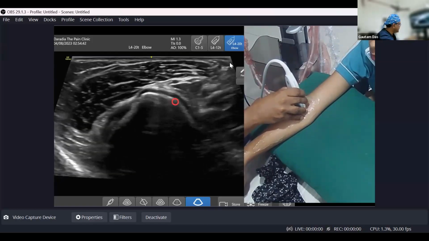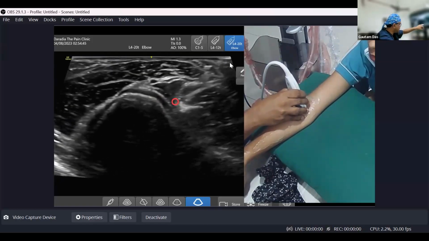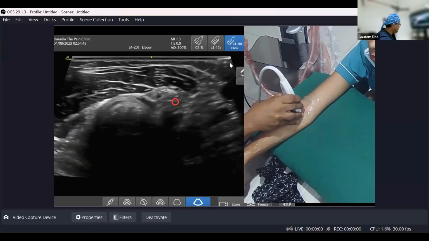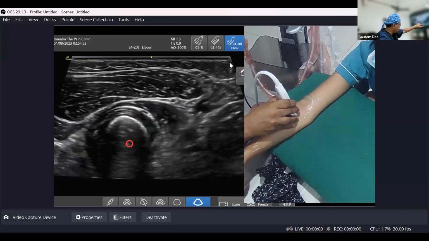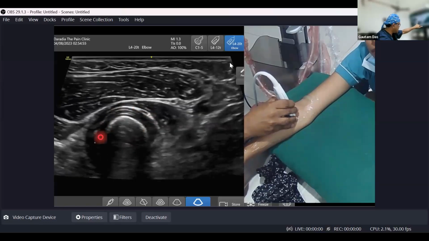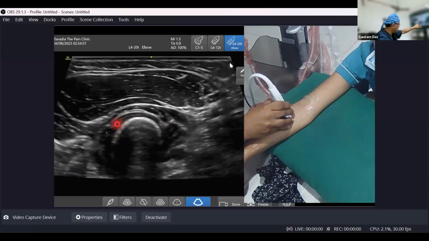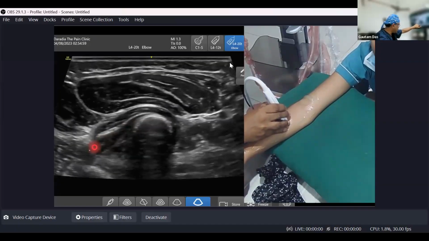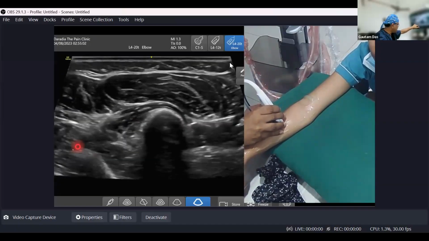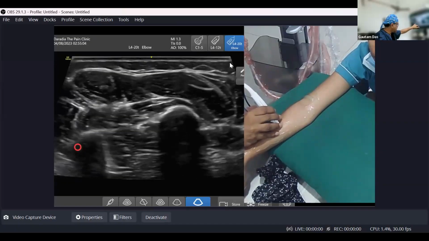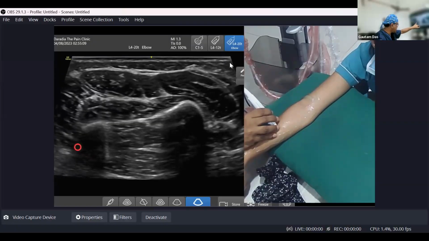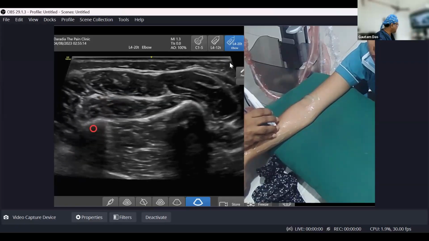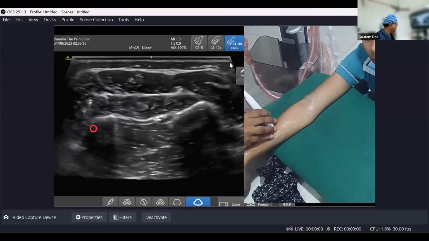So here was the deep branch. This was your deep branch. Follow the deep branch here. This was the deep branch coming in between these two heads of the supinator, coming this side, coming here, scooping down here, coming below. Now it is coming below the extensor digitorum muscle. Here is the nerve. This is the nerve. And now it is accompanied by one blood vessel. As I told you, now it is called the posterior interosseous nerve, and it is accompanied by one blood vessel.